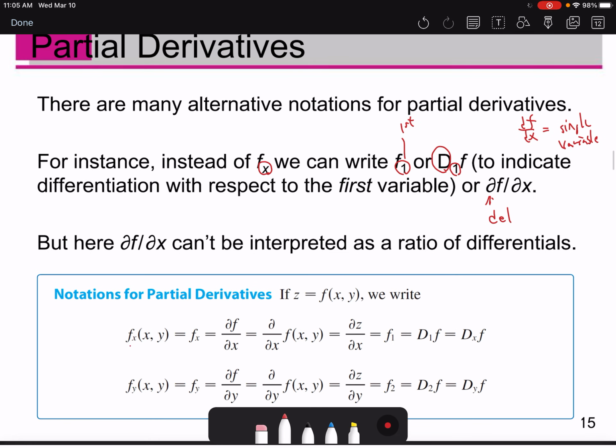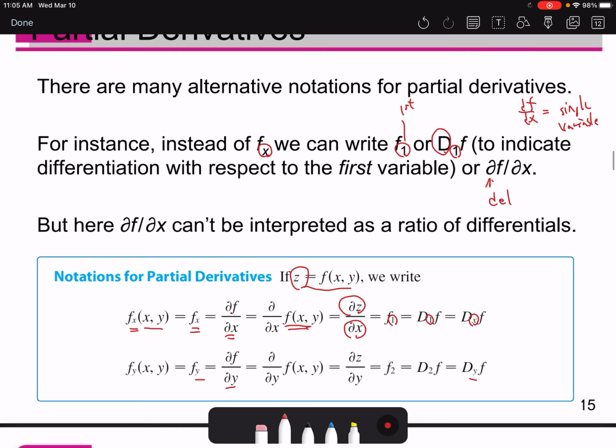So we write it out, f sub x y, that's an abbreviation, equivalent to del f del x. You can also write out the function f of x and y. Also, because z equals f of x, y, we can replace f by z. Similarly, instead of using x as the first variable, we can use a differential operator with respect to the first variable, or the differential operator with respect to the x variable. The same is true for y.